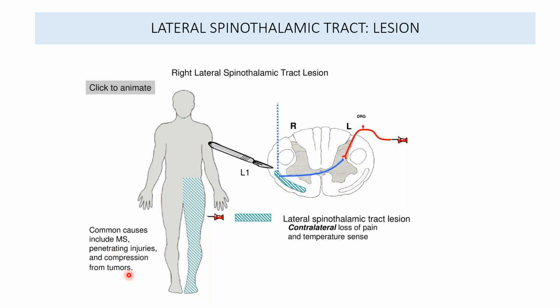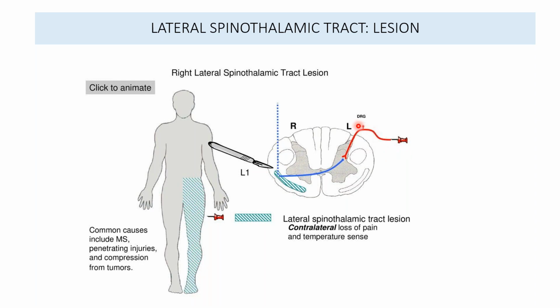Now what are the common causes of lateral spinothalamic tract lesion? They are multiple sclerosis, any penetrating injury, or compression from tumors, because this location is quite superficial. So any penetrating injury over here, any tumor compressing it from this side, or multiple sclerosis, a disease which affects it. You can see there is a pin over here, denoting a pain sensation.